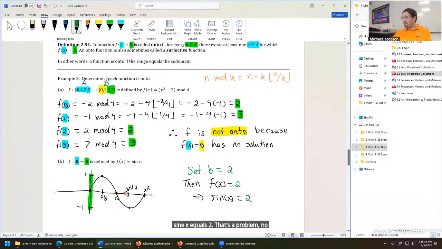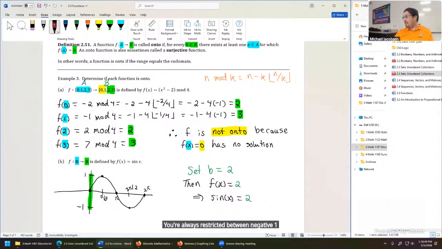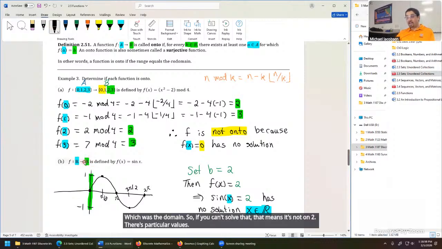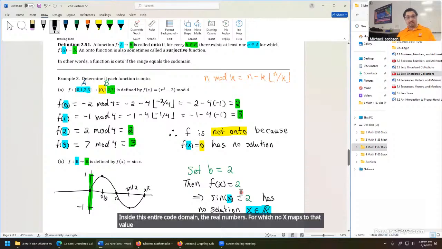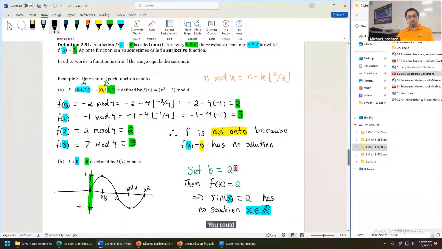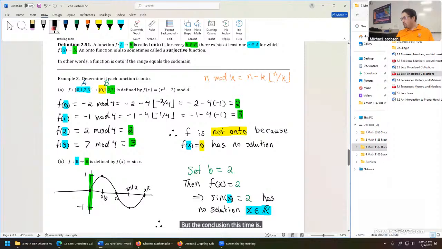No matter what x value you take, you never take a height at 2. You're always restricted between -1 and +1. This has no solution x in the set R, which was the domain. So if you can't solve that, that means it's not onto. There's particular values inside this entire codomain, the real numbers, for which no x maps to that value. 2 was just one particular counterexample. You could have picked 5, square root of 2, any of those kinds of values would work. But the conclusion this time is, again, therefore, f is not onto.